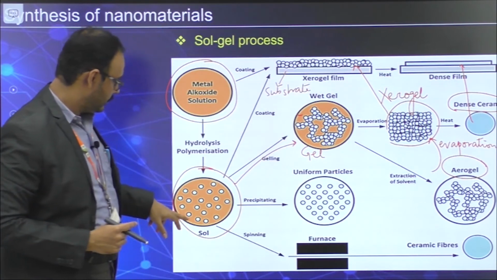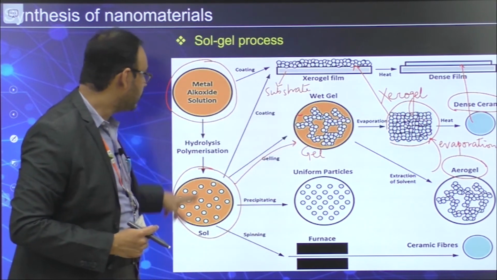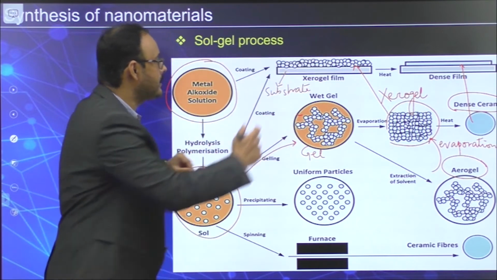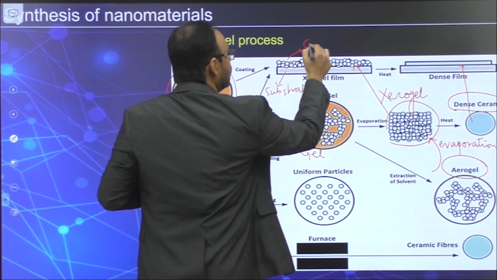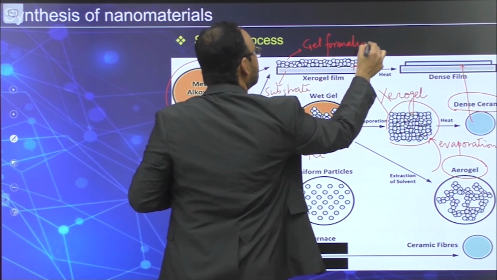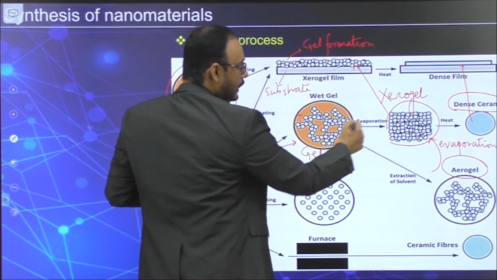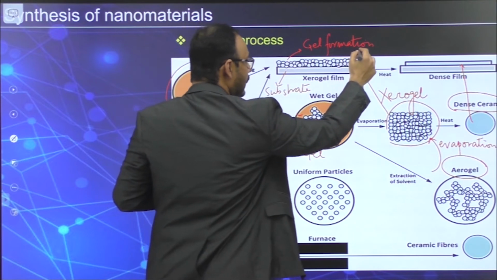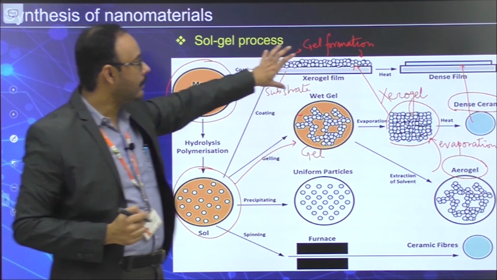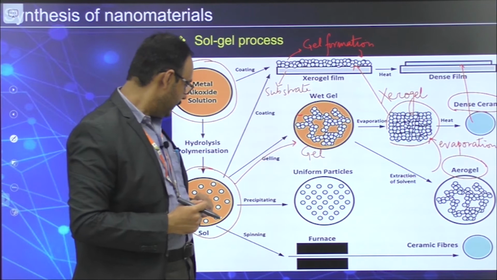Okay? So you had sol, you can make gel and then make dense ceramic, or you can coat this on a film, on a surface, so that this gel formation will happen at this stage. And eventually from gel formation, you are going to evaporate the solvent, so you will have a xerogel film. So this xerogel film is going to give you a dense film at the end.